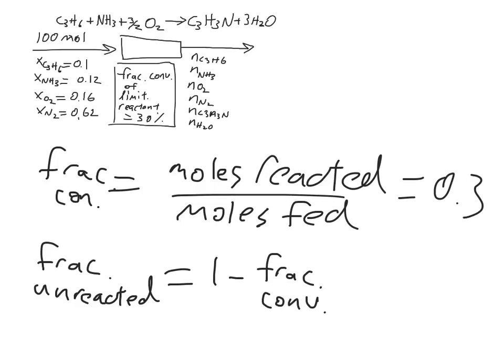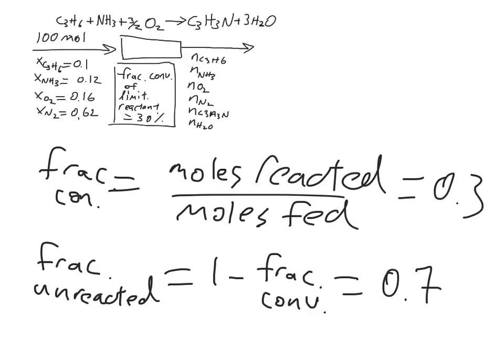I just write it out as CONV, which just means fractional conversion. But the fraction that's unreacted is equal to 1 minus the fraction converted. And the fraction unreacted is the fraction that's remaining after it goes through the reaction. And in that case, it's just 0.7, which tells us that 0.7 or 70% of the inlet is left over after it goes through the reactor.